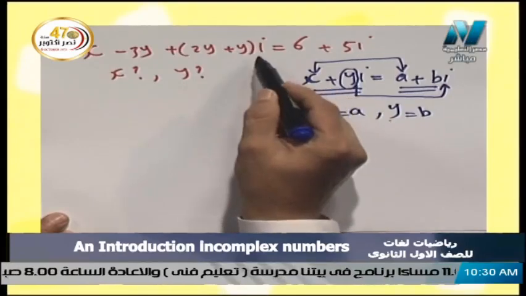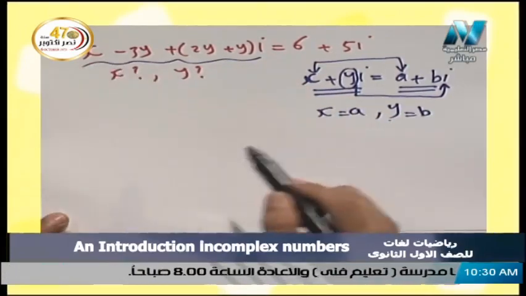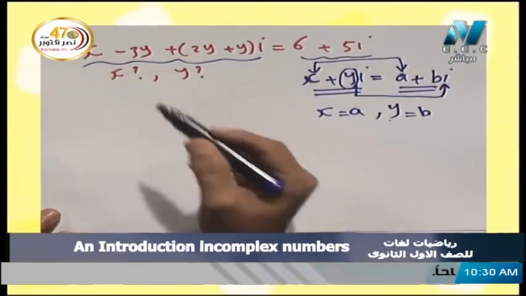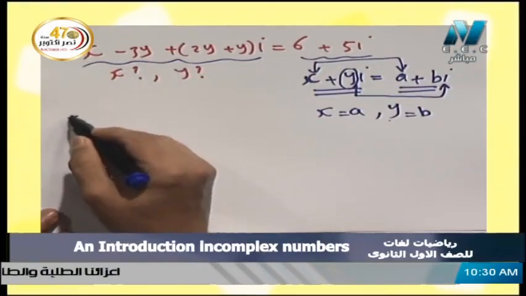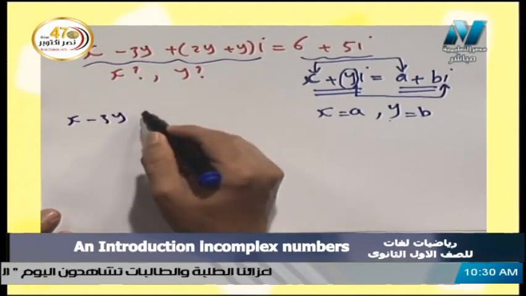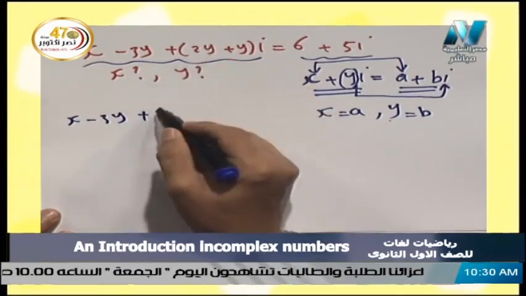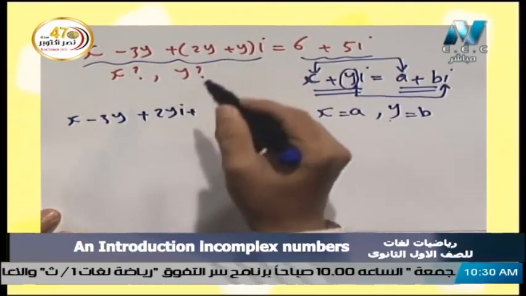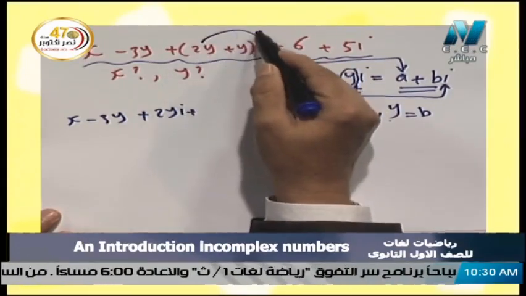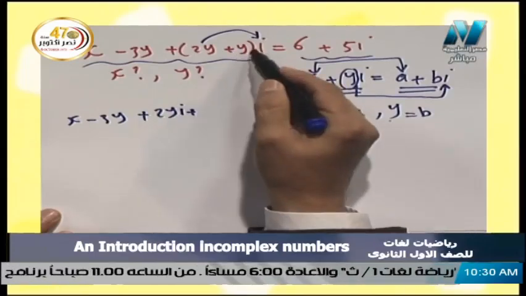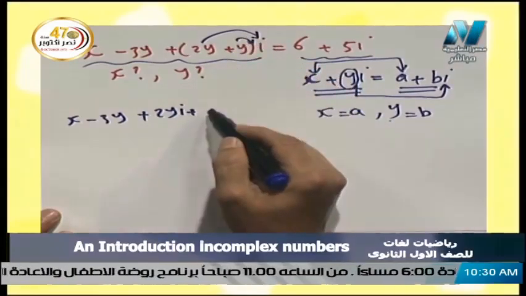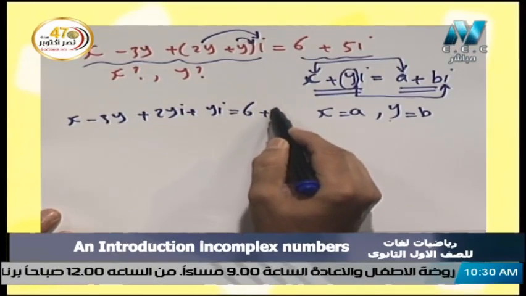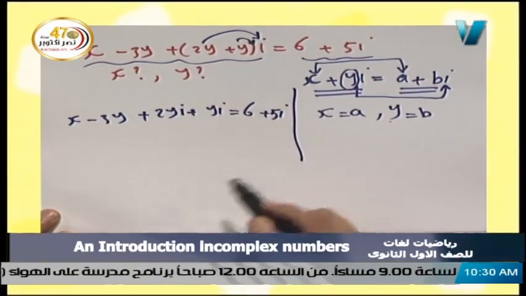So we will try to simplify this part to equal this part. We have x minus 3y plus 2yi, because 2y multiplied by i equals 2yi, plus y multiplied by i, also yi, of course, equals 6 plus 5i, which is the right hand side.